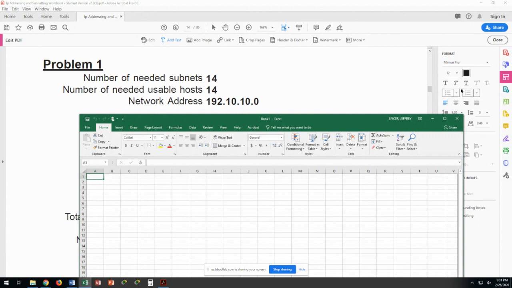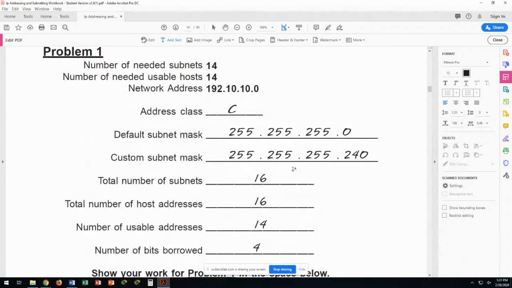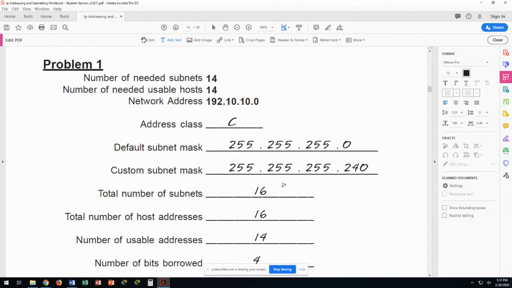I guess you guys could have seen this anyway. I was just trying to not have you read it. Yeah. Oh, and then the subnet mask. Right. So that's the one thing I haven't done. All right. So to get our custom subnet mask, right? So, all right.